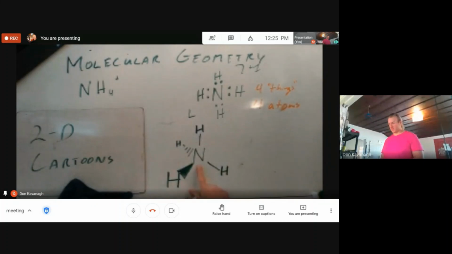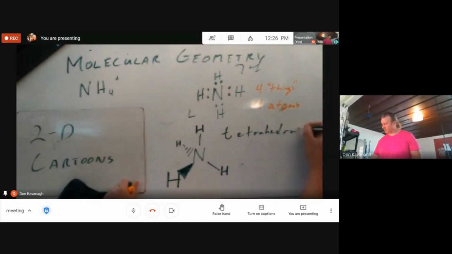Now, when we have a central atom surrounded by 4 atoms, we call this tetrahedral. Now, that's a funny word. It's used to describe a 3-dimensional solid object that has 4 sides on it. But this is how we describe the molecular geometry of a small molecule that has 4 things around it, all of those things are atoms, and there are 0 lone pairs.